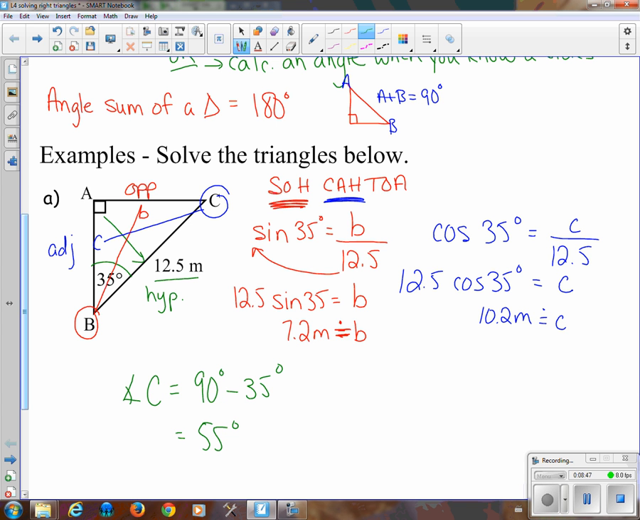And I do a double check. I now know the lengths of all three sides, and I know the size of all three angles. I've solved the triangle.